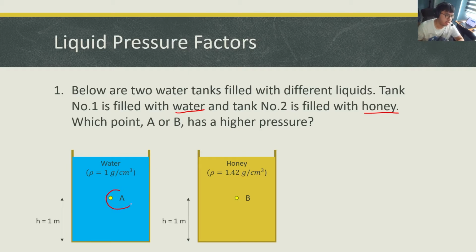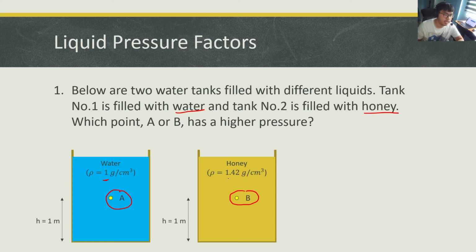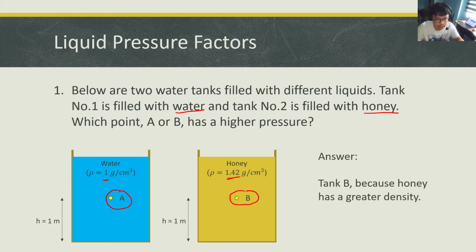So A and B, they have the same height or they have the same depth. The difference between these two is that water has a lower density of 1 gram per centimeter cube, whereas honey has a higher density, 1.42 grams per centimeter cube. Which one of these will exert a higher pressure? The answer is tank B, because honey has greater density. So the denser the liquid, the more pressure that it exerts on a point in that liquid.